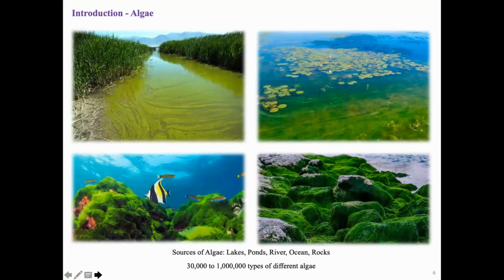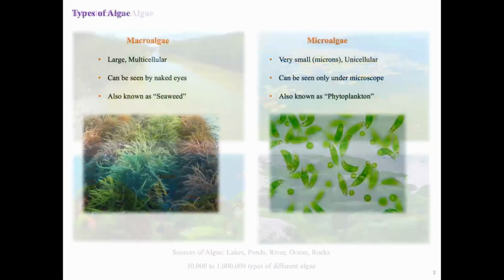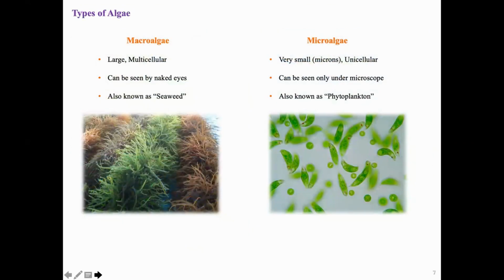So whenever we go near water bodies, we generally see a greenish layer floating on top of the water. That is generally algae, and mostly you will see this kind of presence of algae in all the water bodies like lakes, ponds, rivers, ocean, rocks, etc. And it is believed that there are around 30,000 to 100,000 types of different algae.